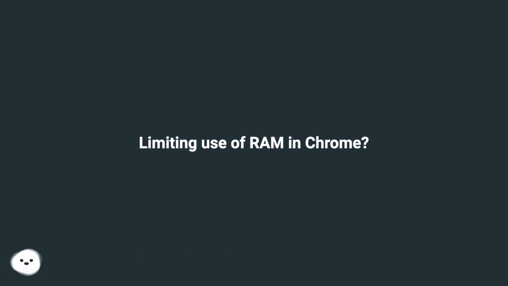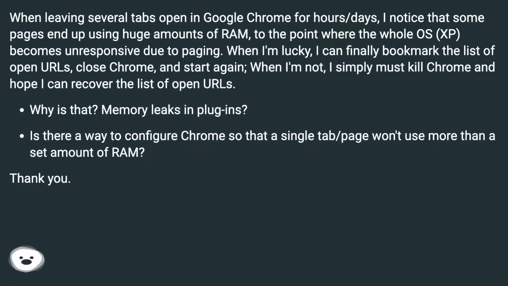Limiting use of RAM in Chrome. When leaving several tabs open in Google Chrome for hours or days, I noticed that some pages end up using huge amounts of RAM, to the point where the whole OS XP becomes unresponsive due to paging. When I'm lucky, I can finally bookmark the list of open URLs, close Chrome, and start again. When I'm not, I simply must kill Chrome and hope I can recover the list of open URLs.